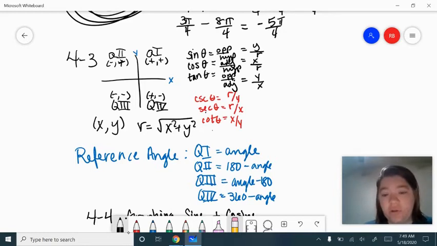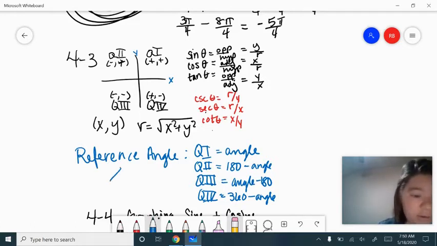If you're in quadrant 2, you do 180 minus your angle. Quadrant 3, you do your angle minus 180. In quadrant 4, you do 360 minus your angle. The reference angle has to be less than 90 degrees.